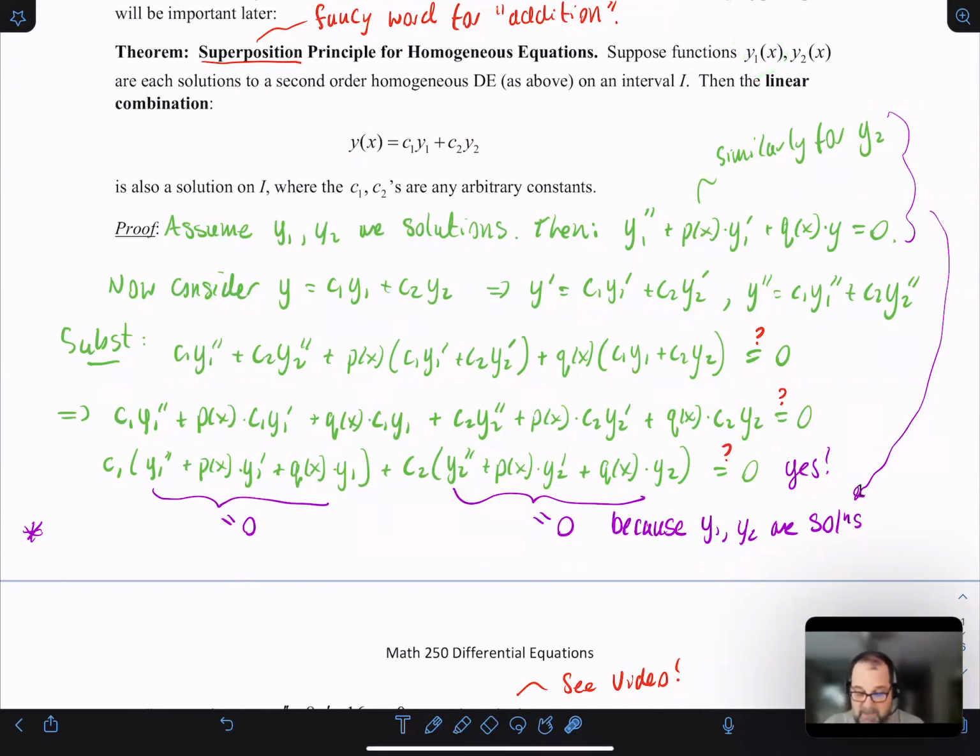All right, so based on this, there's a little MyOpenMath question. It's basically a true or false, or multiple choice, select all that apply, a bit of a thinking question. Give that a go here.